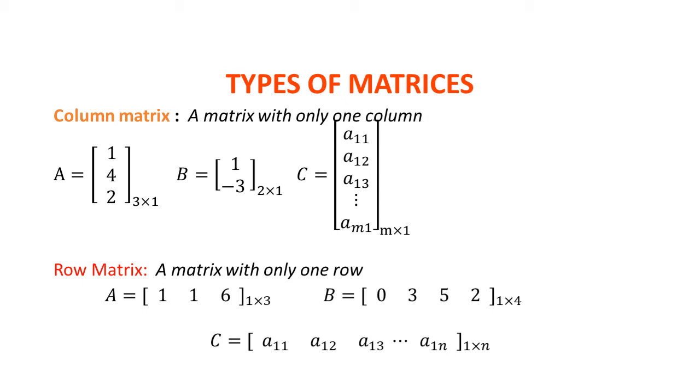So now C, we see A11, A12, A13, etc., A1n. So now we see the order of this matrix is 1 cross n. Since it has one row and we have n columns, the order is 1 cross n. Since it has only one row, it is called a row matrix.